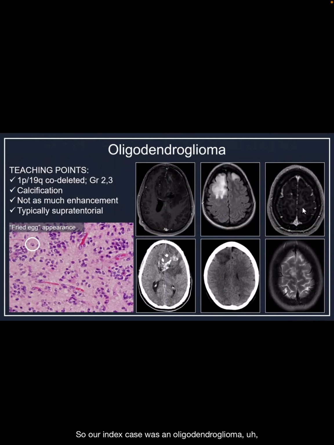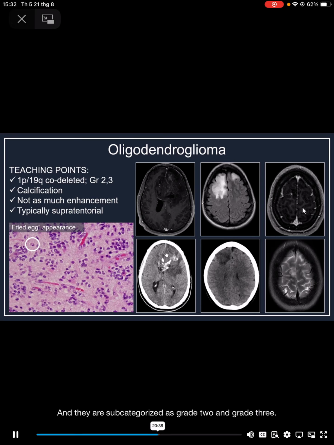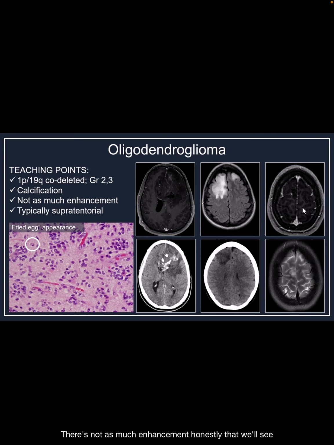So our index case was an oligodendroglioma. Could have predicted that just based on the dystrophic calcification. Calcification happens to be kind of a hallmark feature of oligodendrogliomas. And classically, oligodendrogliomas, on pathology, are going to have this 1p19q co-deletion. That's really how oligodendrogliomas are classified, and they are subcategorized as grade 2 and grade 3. There's not as much enhancement, honestly, that we'll see with oligodendrogliomas. And so if you have what looks kind of like an aggressive tumor, but not much enhancement with calcification, you're going to favor oligodendrogliomas over astrocytoma.